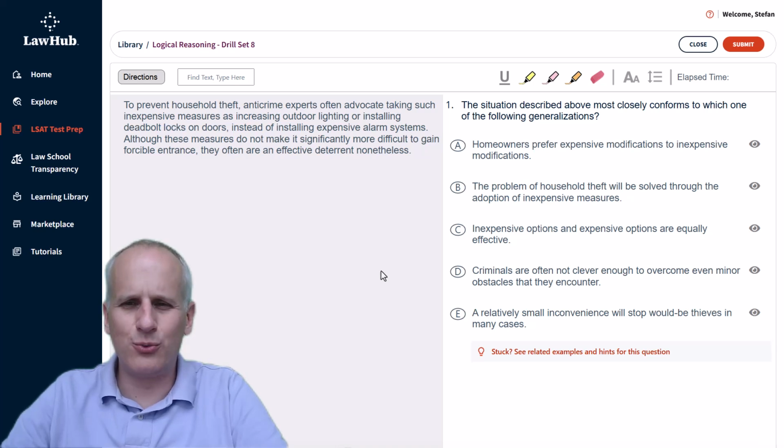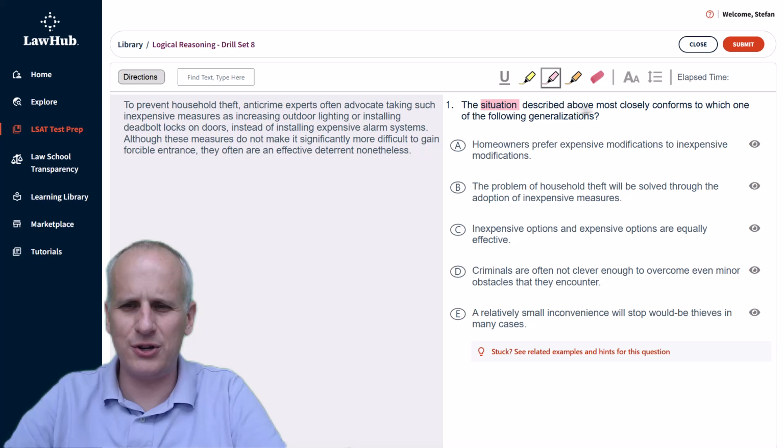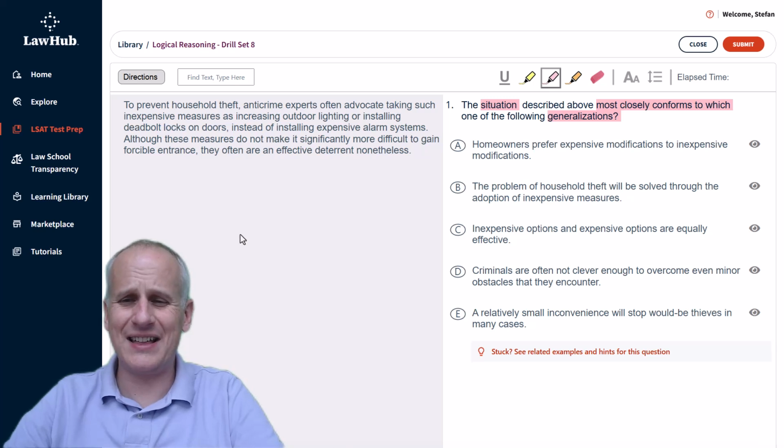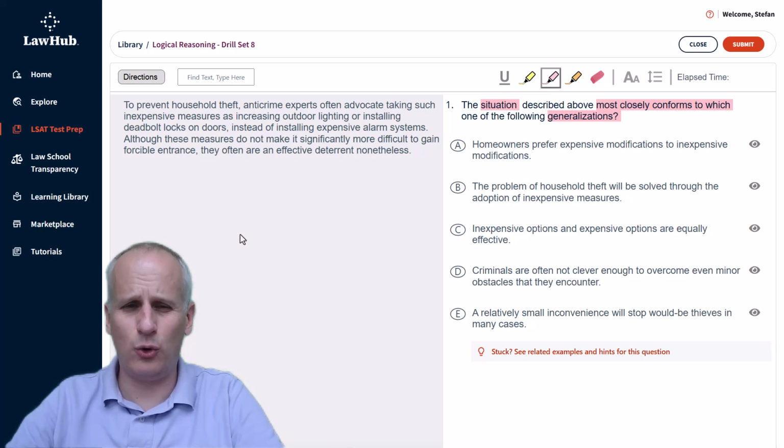As always, we're going to read the question stem first, and we're going to select a highlight tool so that we can clearly identify and highlight the task. In this case, it reads, the situation described above most closely conforms to which one of the following generalizations. So I'm going to just highlight situation above most closely conforms to which generalization. And you can see it is handy that it does highlight the full words.